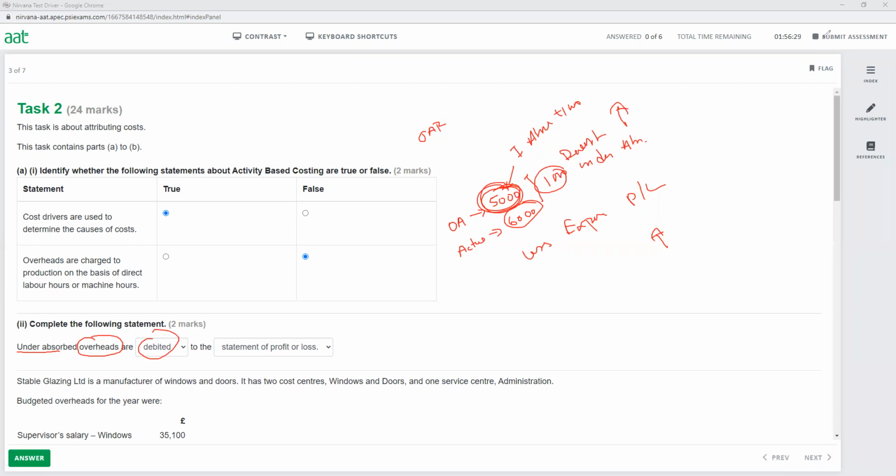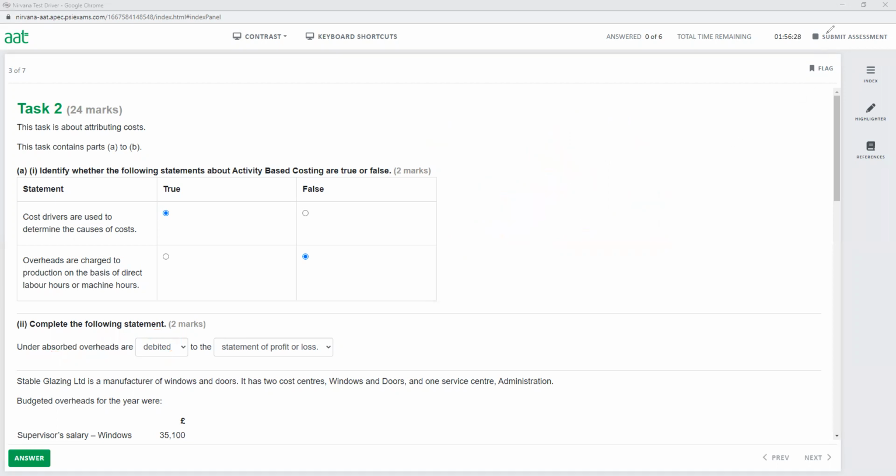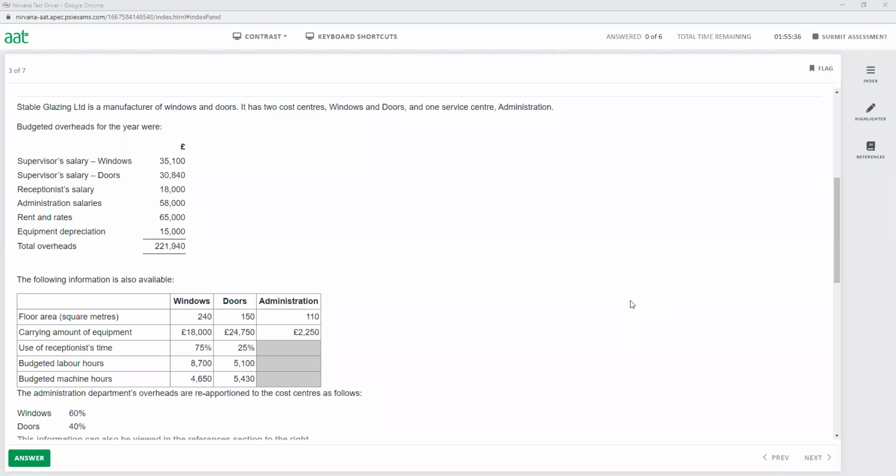All right, so let's move to the next one. Make sure you practice under and over absorb because it is very common in the exam. The next question we have is from the apportionment. So let's read this question.